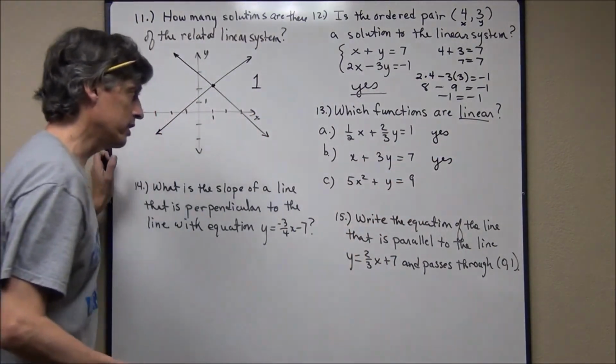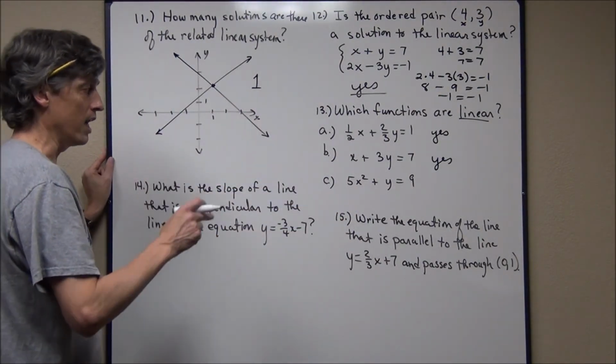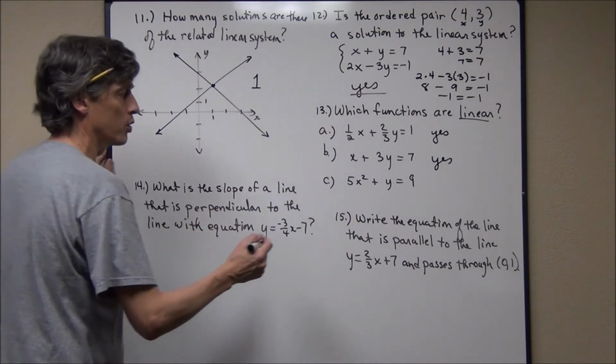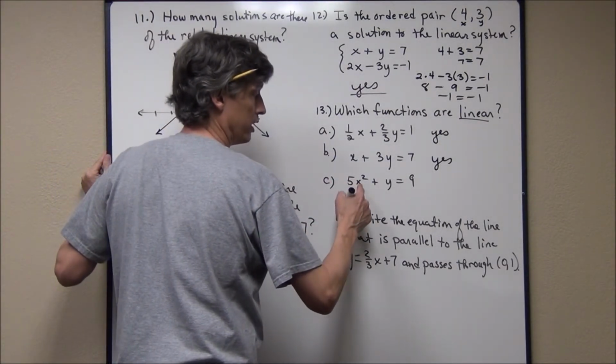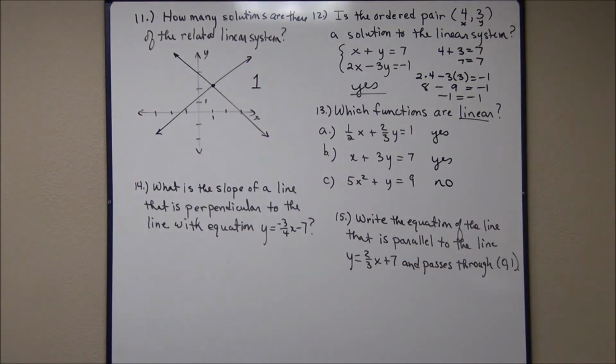But this one, that's the exception. Notice the x is being squared. That means it's not linear. It's got a whole different name. It's called quadratic. You don't need to know that for the test, but you do need to know that no, that is not linear because of the x squared.